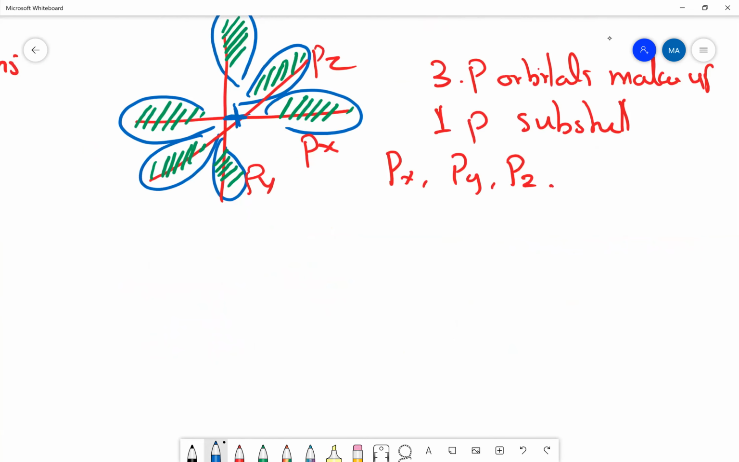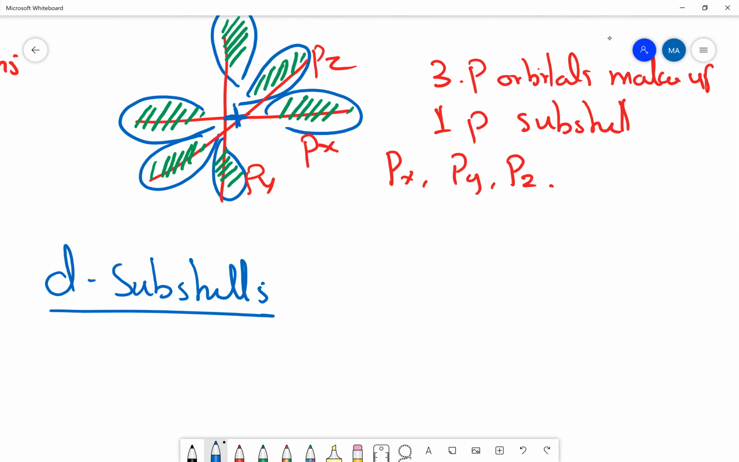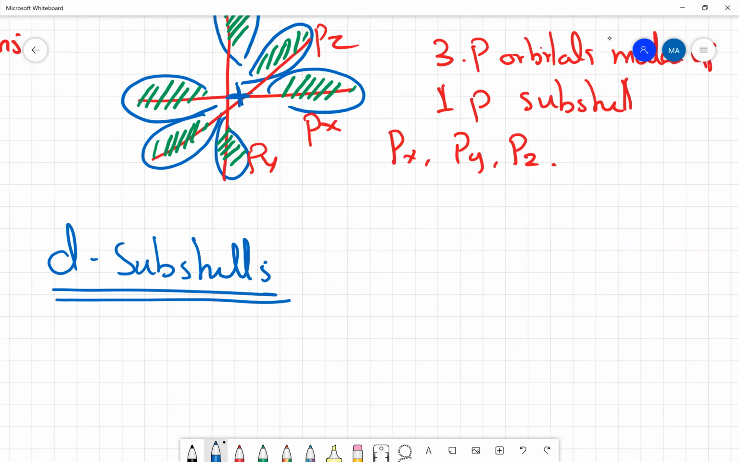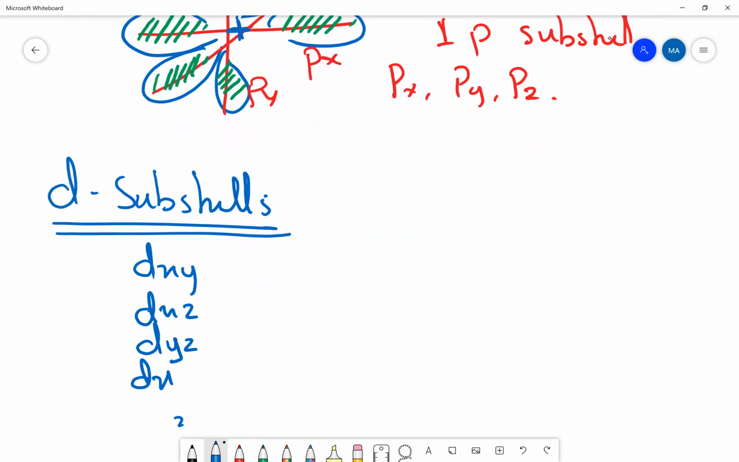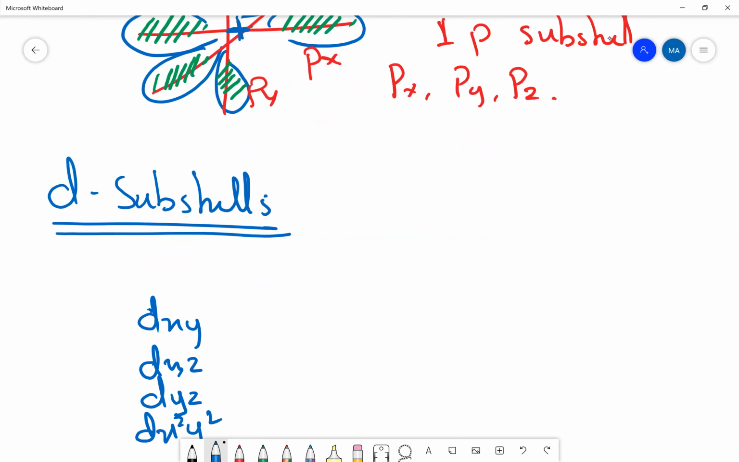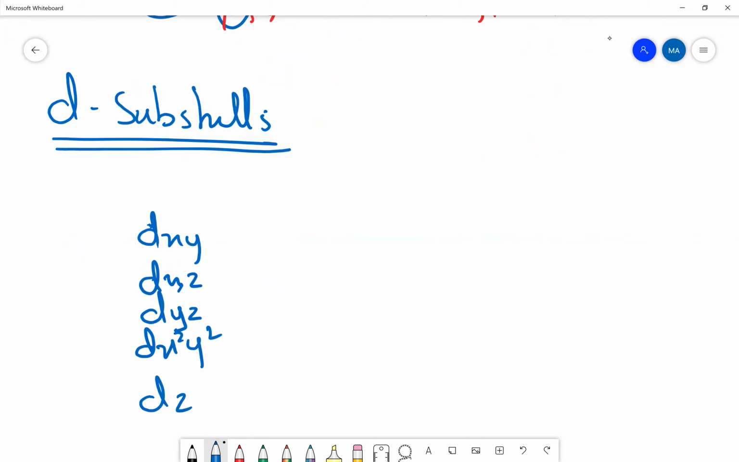And similarly, the last is the d subshell. Again, it is not in your syllabus, but you should just know the names of the orbitals that make up d subshells. There are a total of 5 d orbitals that make up one d subshell. The names are dxy, dxz. You can even ignore the names. I'm just writing these here for information. You're going to study these in the year 2 syllabus. dx square minus y square, and the last one is dz square. So you should just know that a total of 5 d orbitals make up a d subshell.